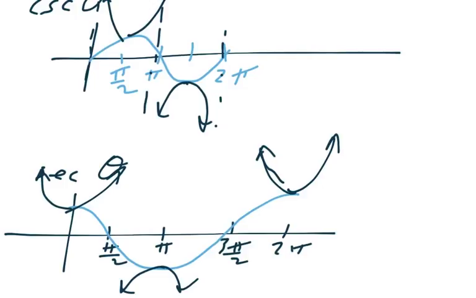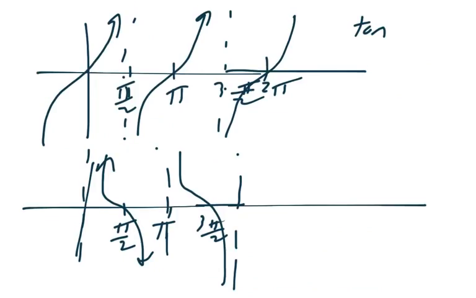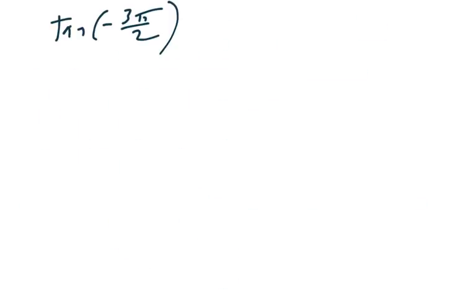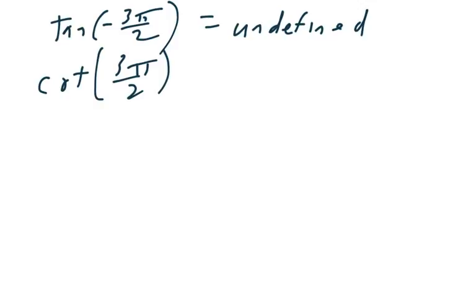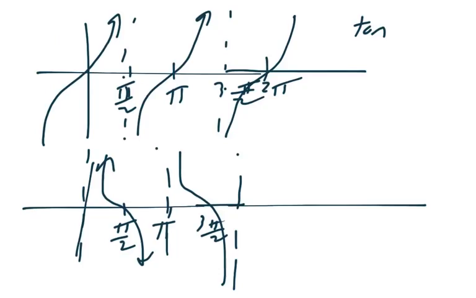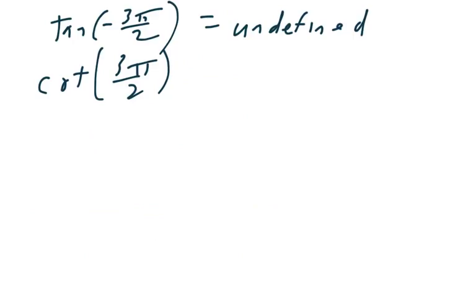So example number 1 says, what is the tangent of negative 3 pi over 2? So we go back up to tangent. Anytime I see a pi over 2, we see an asymptote, which means the tangent of 3 pi over 2 is undefined. The cotangent of positive 3 pi over 2, let's go back and look. 3 pi over 2 for the cotangent is right there at 0. So anytime you have cotangent 3 pi over 2 or anything over 2, you get the answer of 0.